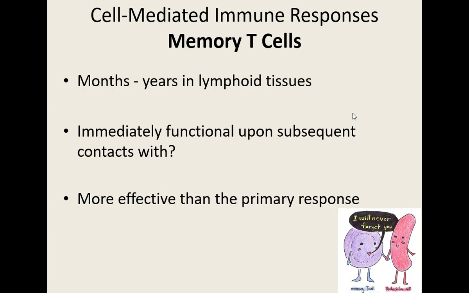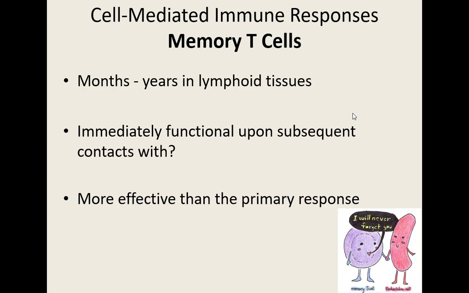So there are certain T memory cells that last for months and some that last for years, if not your entire lifetime. And as soon as it recognizes that same thing that initiated the whole process, they become active. So they're immediately functional upon subsequent contact with the original antigen. Whether it was a virus, whether it was a bacteria, whatever it was, as soon as they see that original antigen, they're active and they're going to go kill it before hopefully it starts to reproduce.